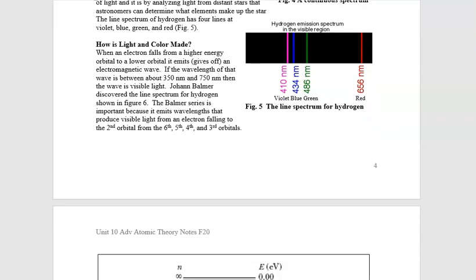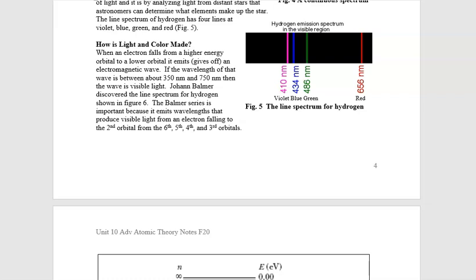Okay, how is light and color made? And this to me is one of the more interesting subjects. Where does color come from? Well, when an electron falls from a higher energy orbital to a lower orbital, it gives off an electromagnetic wave. If the wavelength of that wave is between 350 nanometers and 750 nanometers, then the wave is visible light.